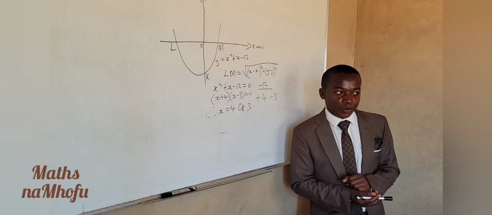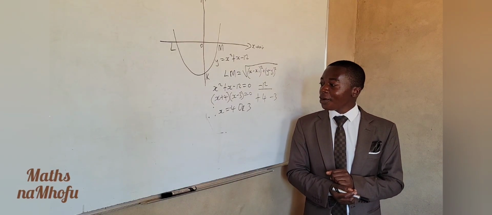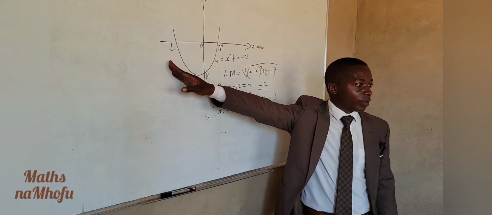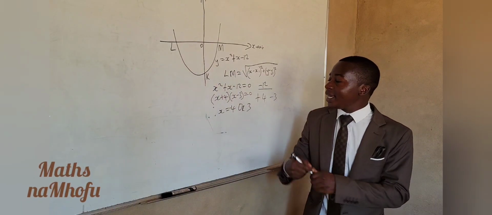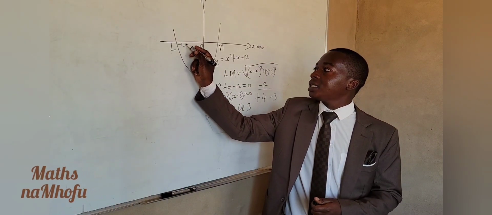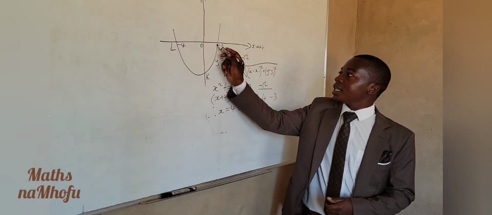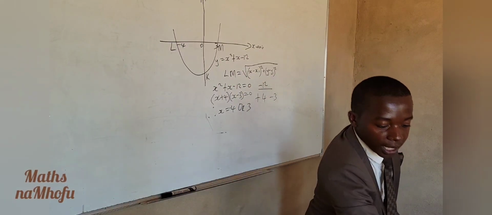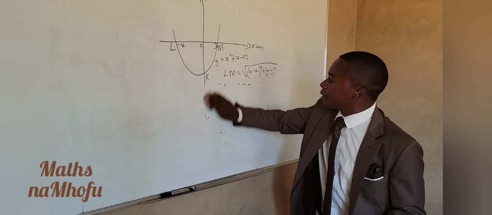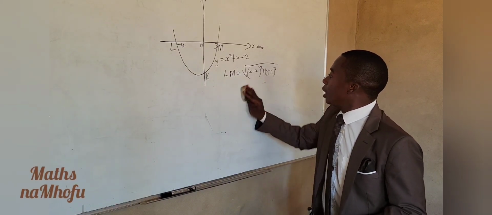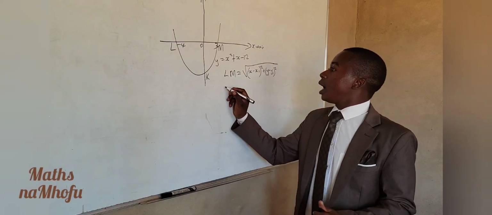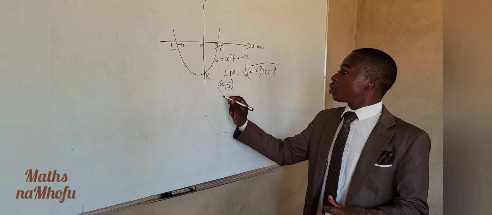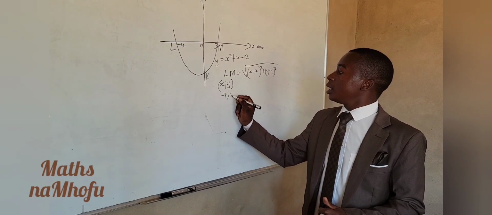But I want you to take note of this. You have to know which one is L, which one is M. Remember, L is before 0, which is negative, right? Meaning to say, at L we have negative 4, and at M we have positive 3. So it's very easy for us to write these coordinates. Remember, coordinates are written in the form x semicolon y. So it's negative 4 semicolon 0.